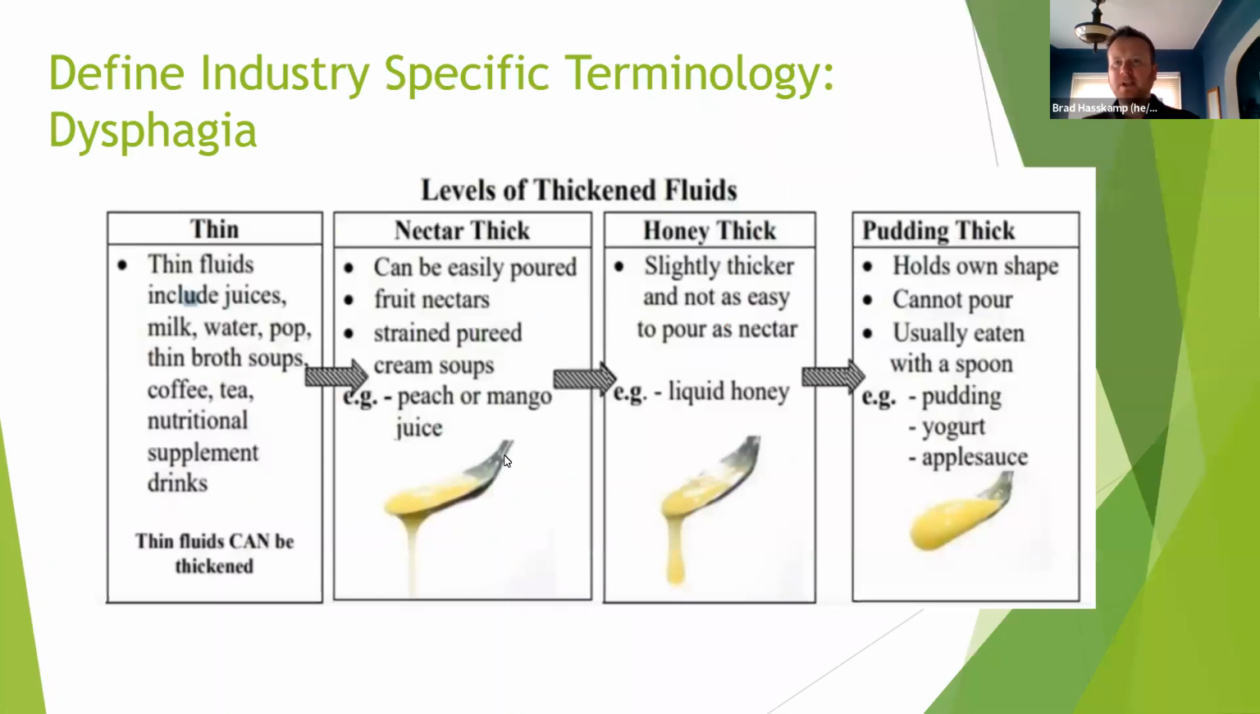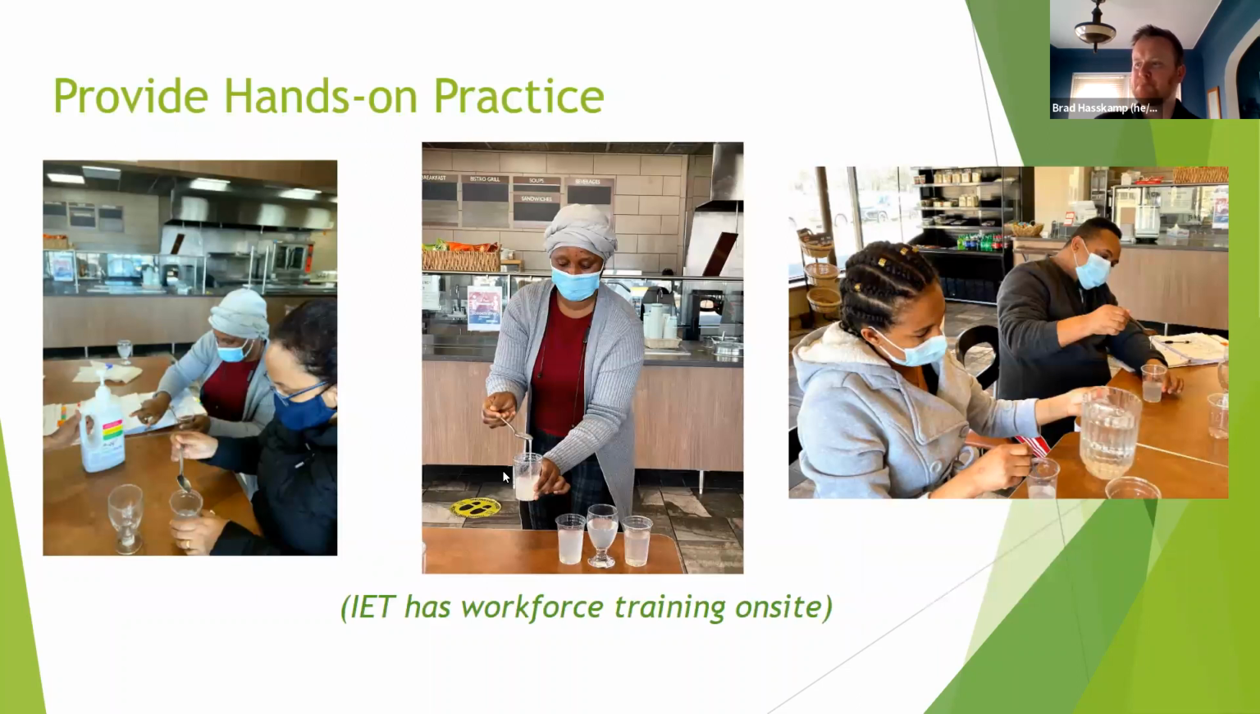Another way that they bring in career-specific material, if you saw in that meal ticket, they talked about nectar thick. I would not know what nectar thick is, but one of the things that they teach in the dietary aid class is the levels of thickening fluids, from thin to pudding thick. And they bring in a lot of industry-specific terminology, like dysphagia, to talk through this. So it's very contextualized knowledge being taught here, and the literacy skills are being taught in addition to the career-specific terminology. So some excellent information here.